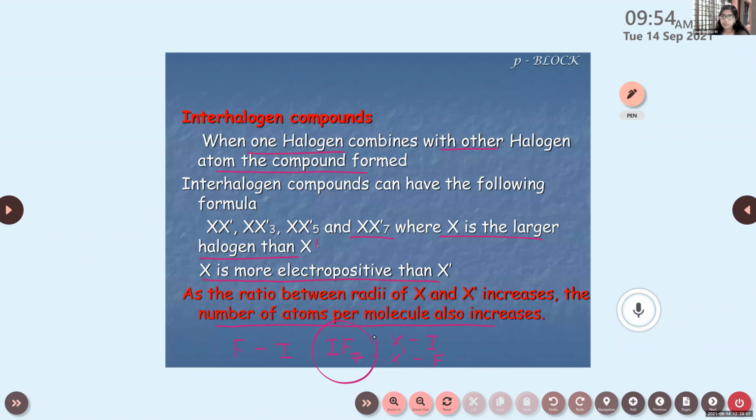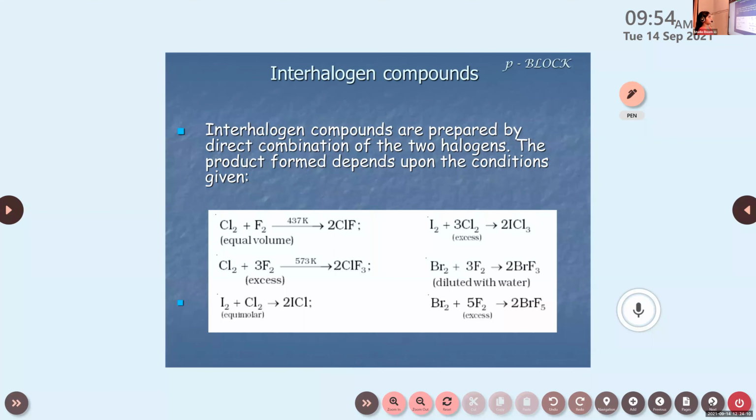Okay, then we are moving to the preparation of these interhalogen compounds. Interhalogen compounds are prepared by direct combination of two halogens. The product formed depends upon the conditions given. You can see the first example, Cl2 plus F2. Chlorine and fluorine join together, but here the condition is that equal volumes are needed and the temperature should be maintained at 437 Kelvin. Then 2 ClF is formed.